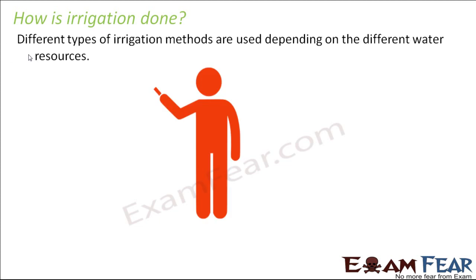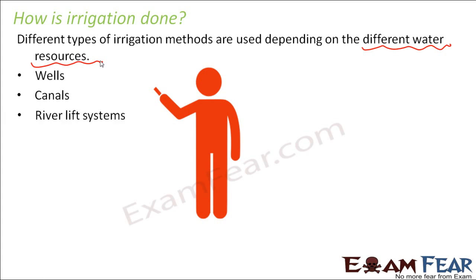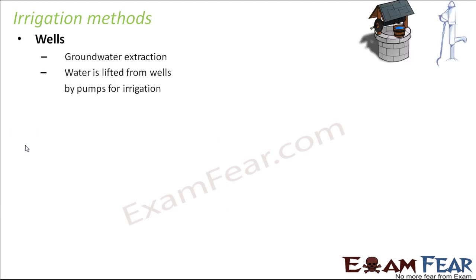So different types of irrigation methods are used depending on the different water resources, because there has to be some source of water. To water such a big field, we need enough water. There has to be some source from where we will fetch the water. So it could be wells, canals, river lift systems, or tanks. Any of these could act as water resources, and they can be used as sources for irrigating a particular field. So let us now look at the irrigation methods.